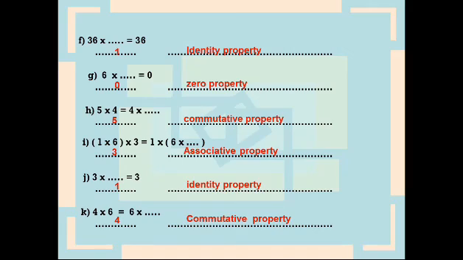When you multiply by 1, the same number, it will be identity property. When you multiply by 0, the result will be 0. It will be zero property. When you change the order of the factors, the property will be commutative property. And when you change the grouping of the factors, you will find the results are the same. It will be associative property.